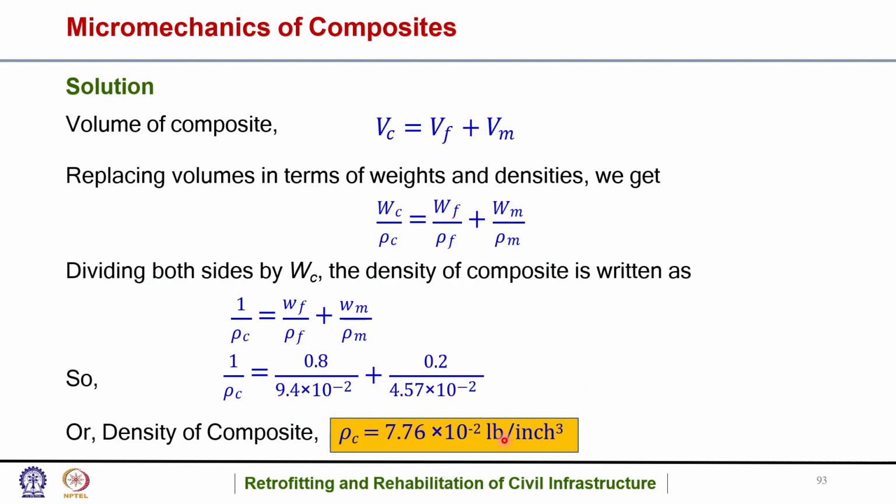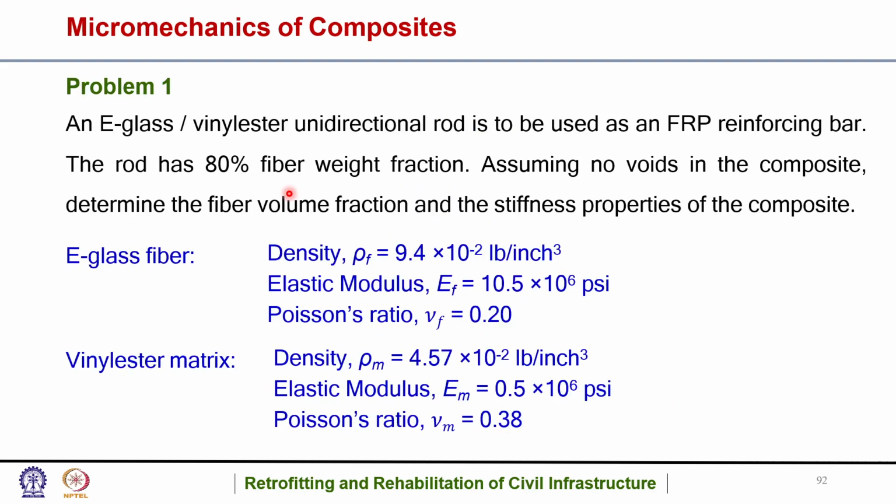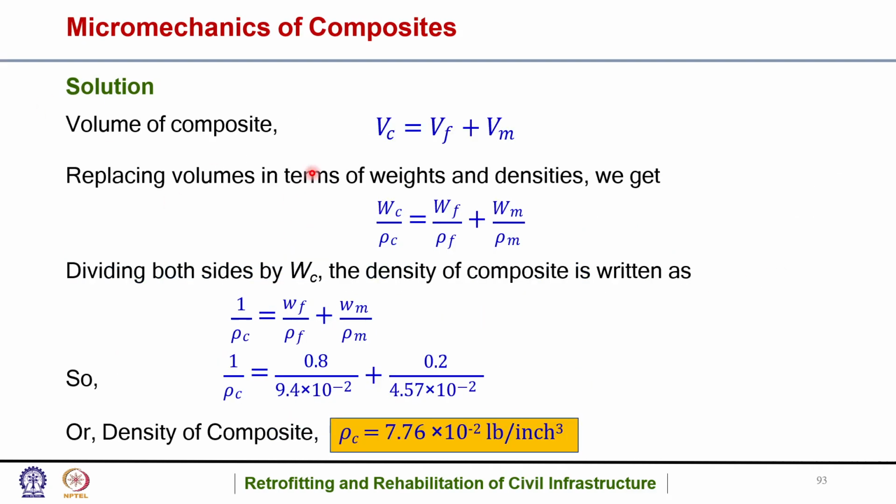So the question asked is to determine the fiber volume fraction and the stiffness properties of the composite. Let us see. The volume of composite Vc equal to Vf plus Vm. Replacing volumes in terms of weights and densities, we get capital Wc by rho c equal to capital Wf by rho f plus capital Wm by rho m. Dividing both sides by Wc, the density of the composite is written as 1 by rho c equal to Wf by rho f plus Wm by rho m.